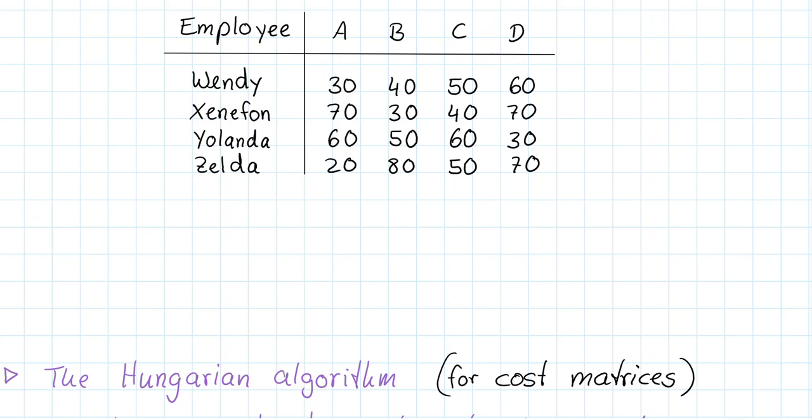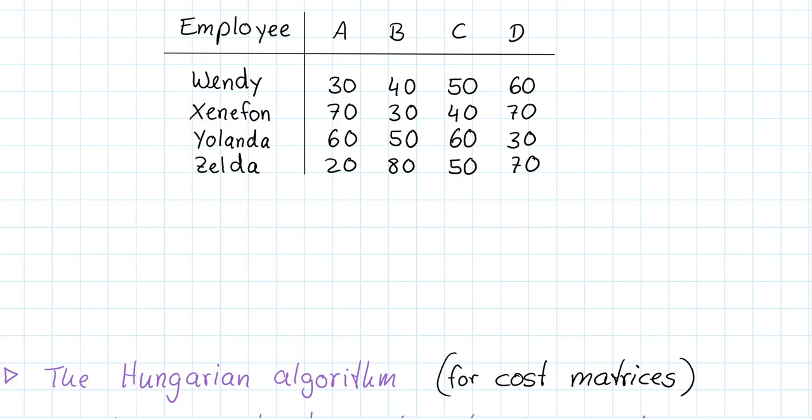In this video, I want to show you how to use the Hungarian algorithm. And what is it used for? You see a cost matrix here. You are already familiar with that from our last video. It's on page 378 in your textbook.